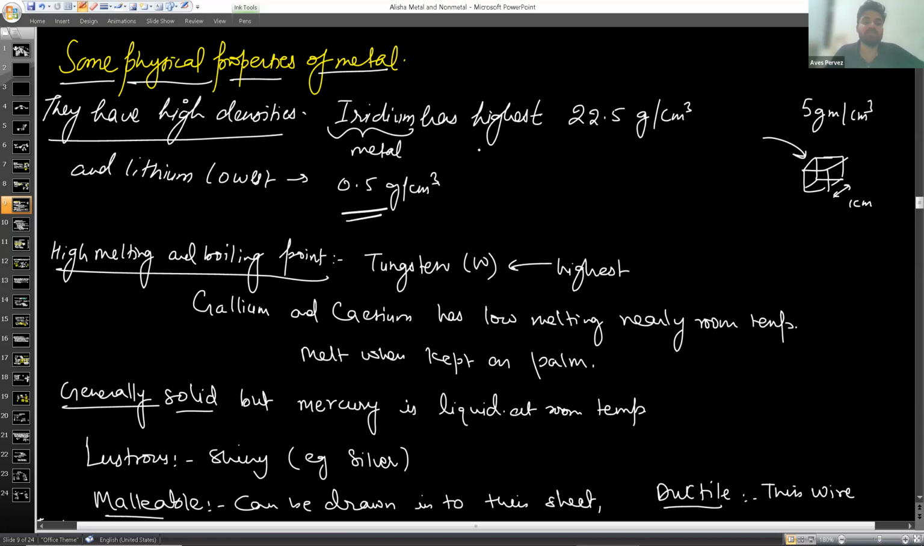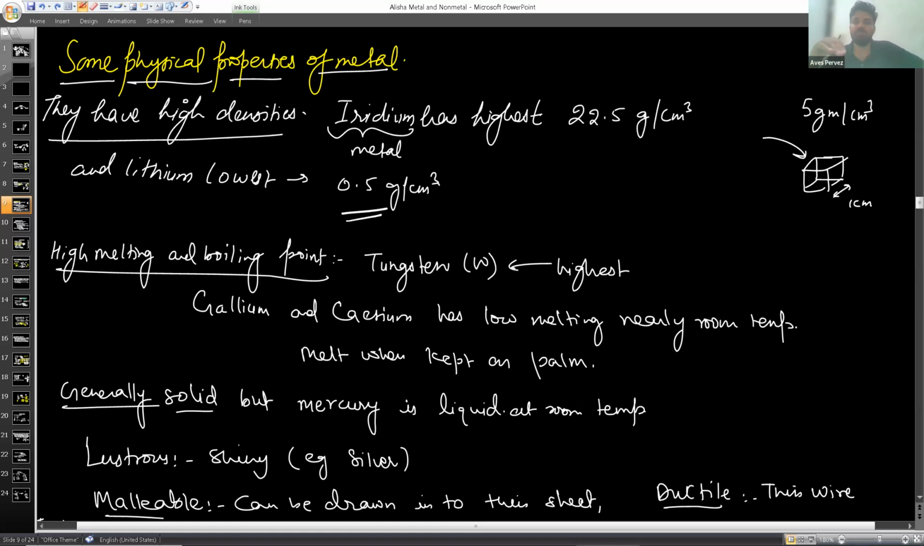There are some other metals, gallium and cesium, that have low melting points. Their melting point is near body temperature, so if you keep them on your palm, they will start melting. Gallium and cesium are the two metals that have melting points near room temperature. They melt when kept on the palm.